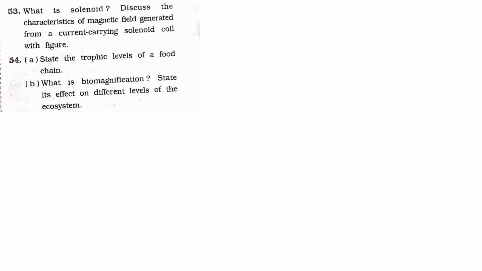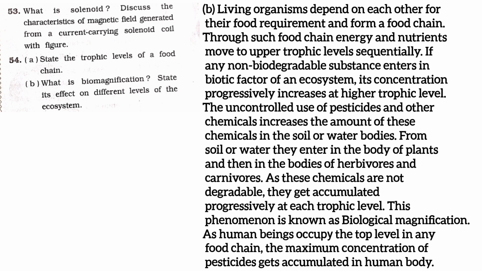Question number 54b. What is biomagnification? State its effect on different levels of the ecosystem. Answer. Living organisms depend on each other for their food requirement and form a food chain. Through such food chain, energy and nutrients move to upper trophic levels sequentially. If any non-biodegradable substance enters the biotic factor of an ecosystem, its concentration progressively increases at higher trophic levels.